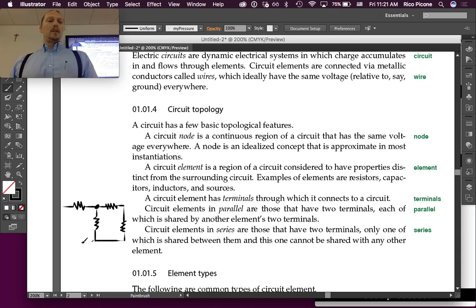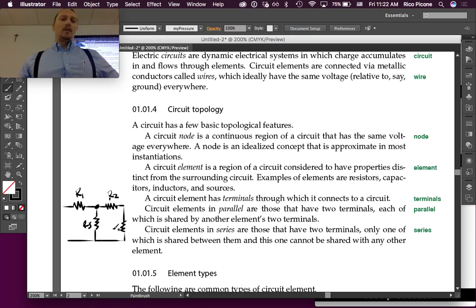So here's a little circuit. Nothing tricky here, just a few resistors. What could go wrong? Okay, so let me ask you. I will label them R1, R2, R3, and R4. So are R2 and R4 in parallel, series, or neither?